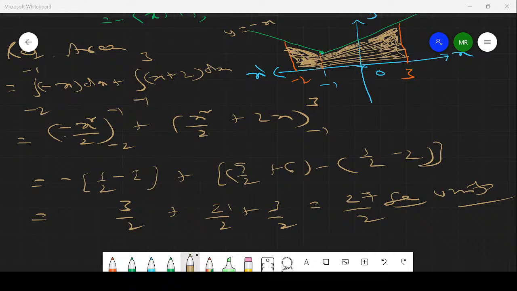The next, another one, takes another 3-4 minutes, I think. Yes, we got it, 27 by 2 square units. Find the area bounded by the curves y equal to mod x plus y. I have another 2 problems. I will explain the 2 problems in tomorrow's session.